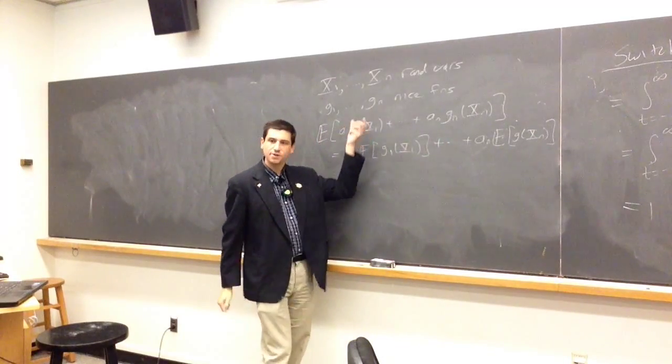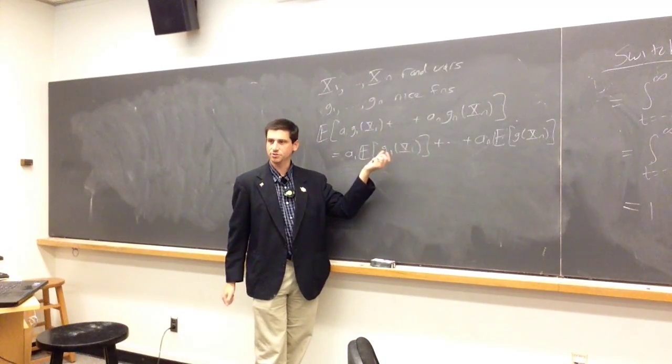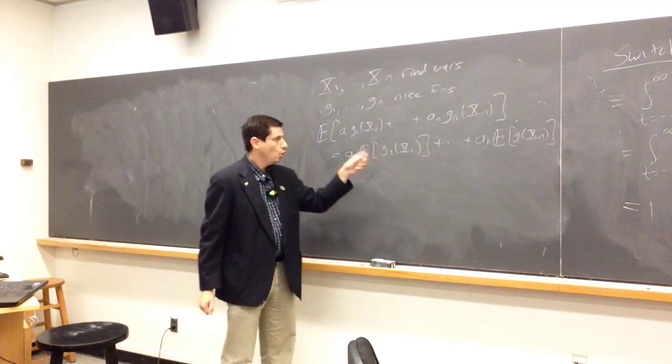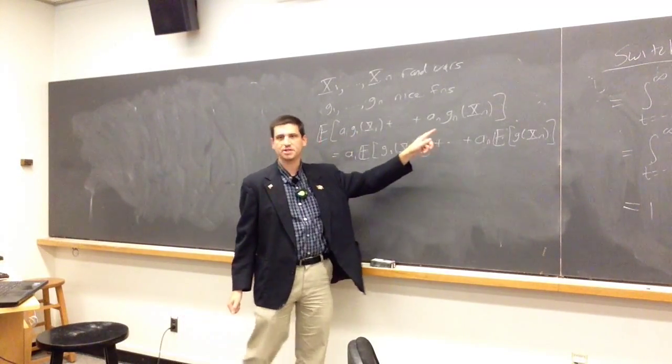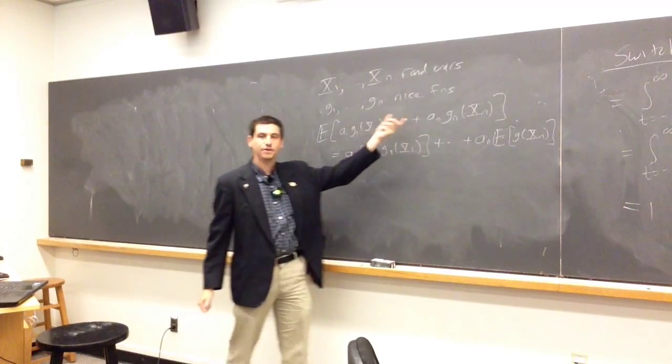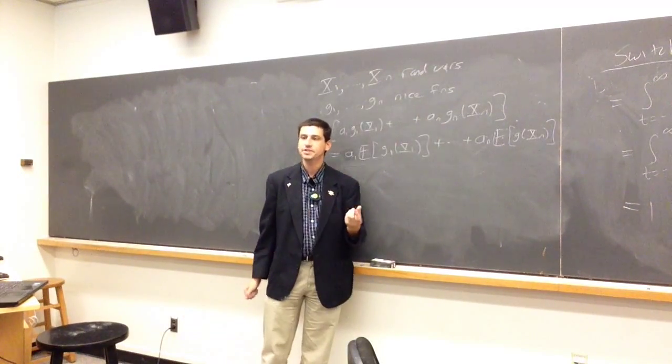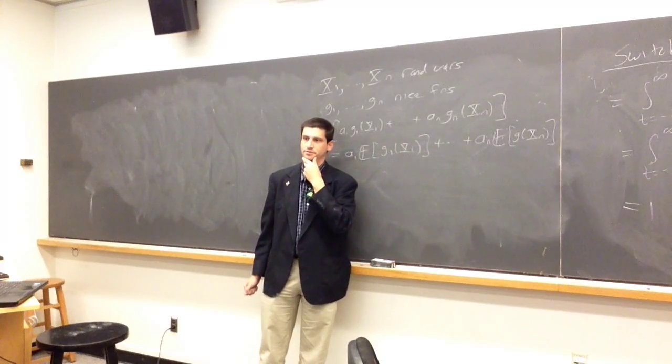So the expected value of the sum is the sum of the expected values. We can even change things a little bit. We can take some kind of linear combination. We think back to linear algebra. We can even put different functions. So when we get to variances, we might want to be squaring some things.